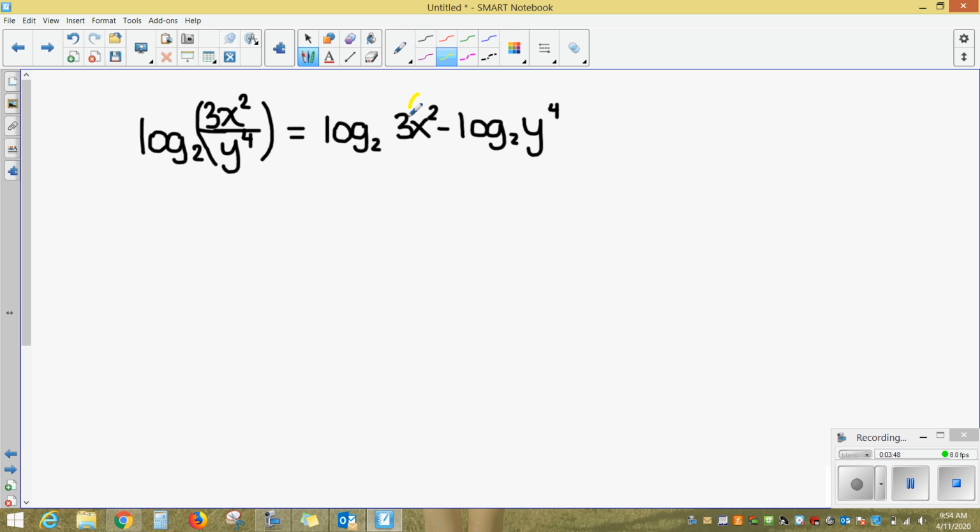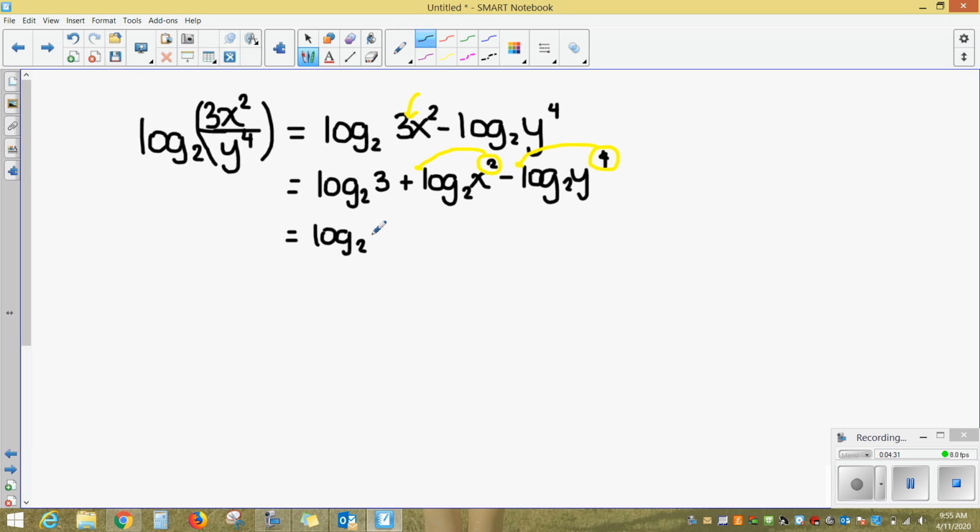Then if we notice here, if we still have products involved, we want to split them up next. So 3 times x squared is my product, so I can say log base 2 of 3 plus log base 2 of x squared. This guy hangs along for the ride. Then the last thing I want to take care of, if they exist, are these exponents. And the properties say those exponents can come down in front and become coefficients.